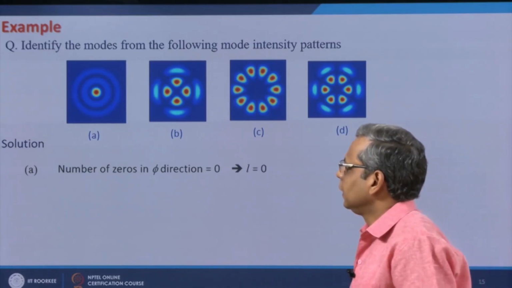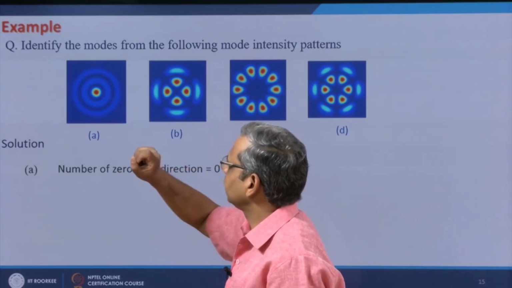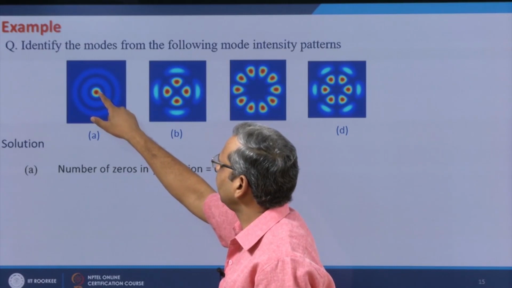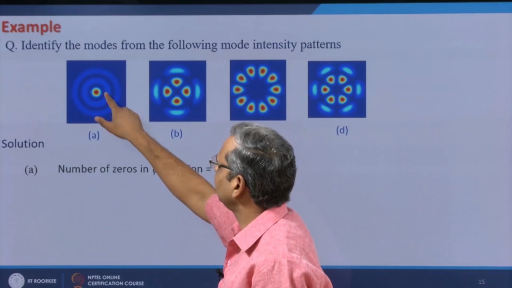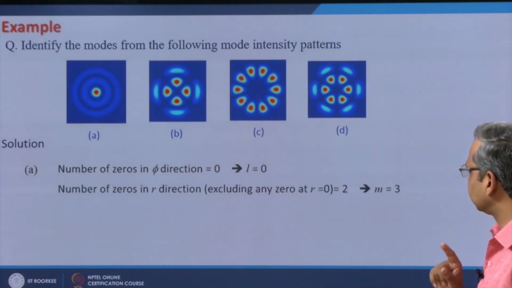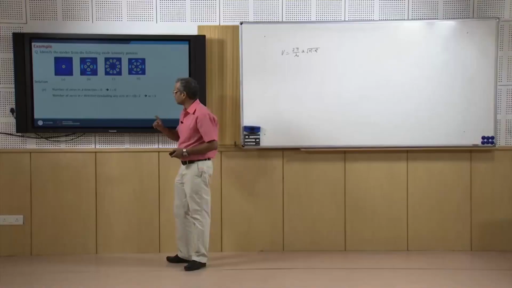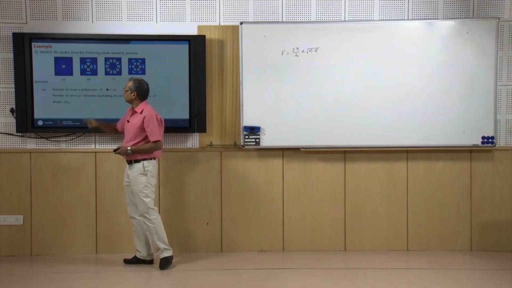Second thing I do is count the number of zeros in r direction. I take any value of phi, and for that value of phi I move in r direction, and I encounter 1 and 2 zeros. The number of zeros in r direction is 2. So, m is equal to 3 because m minus 1 is equal to 2. So, this mode is LP03 mode.